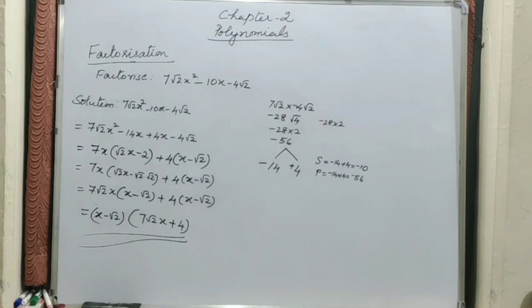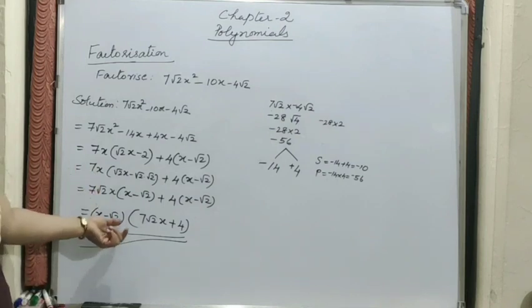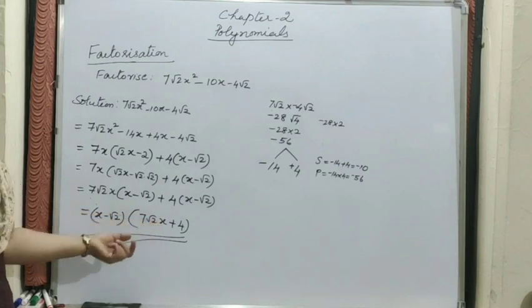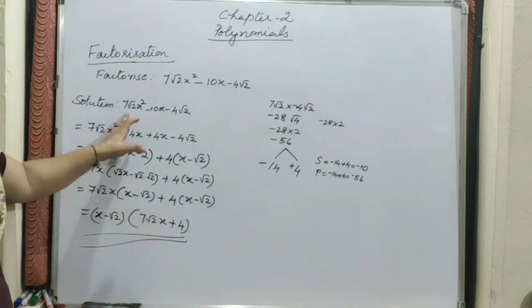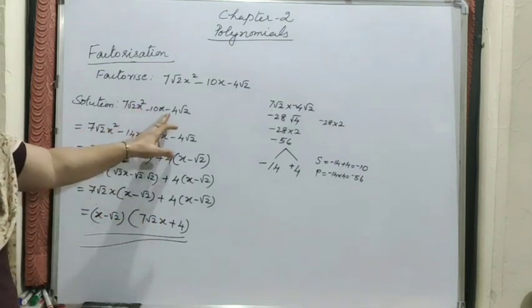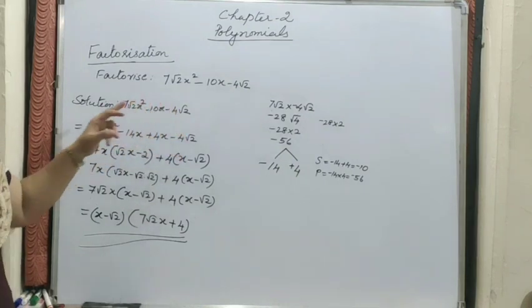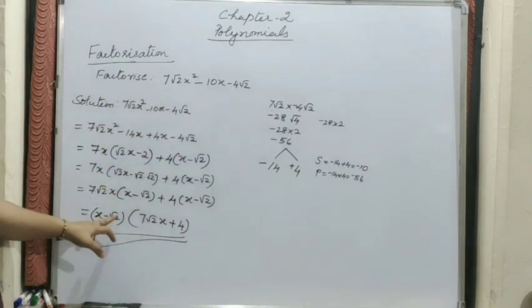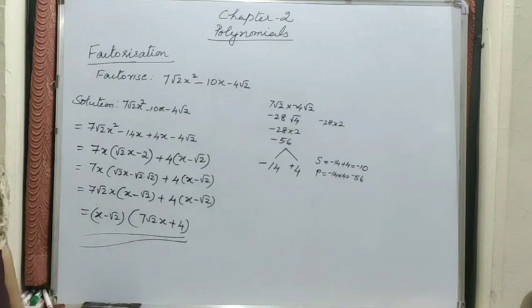So what is the product of factors here? x minus root 2 into 7 root 2 x plus 4. So once again, the answer is: 7 root 2 x square minus 10x minus 4 root 2 has the factors x minus root 2 and 7 root 2 x plus 4.